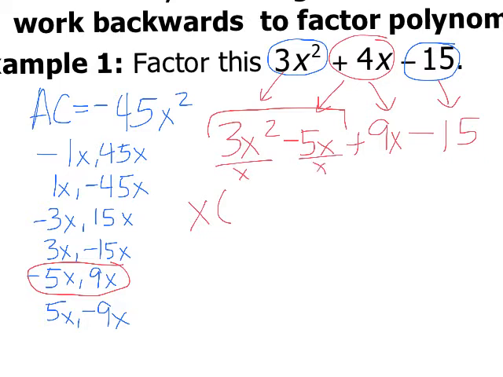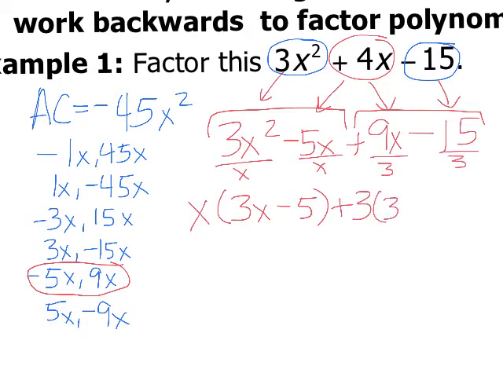So none of the rest of this should be new. The only thing we're doing new is breaking that middle term apart, which we already did. So then I'm left with 3x squared divided by x is 3x. Negative 5x divided by x is negative 5. Then out of the last 2, I can bring out a 3, so plus 3. And then divide a 3 out of both of those. 9x divided by 3 is 3x. Negative 15 divided by 3 is minus 5.